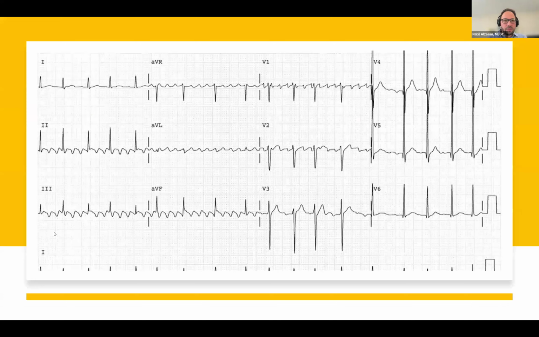Here is the 12-lead EKG. Yes, the sawtooth pattern in the inferior leads, lead 2, lead 3, and aVF, is characteristic of atrial flutter.